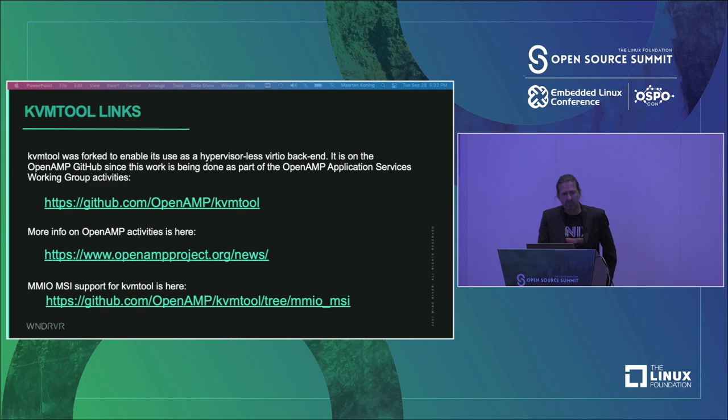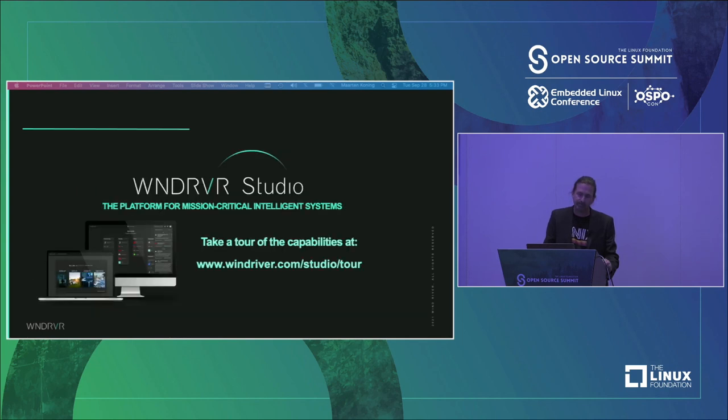This work was done as part of the Linaro OpenAMP Application Services Working Group, and the KVM tool changes can be found at this GitHub URL. There's more information under the OpenAMP project in the news. And if people are interested in the MMIO MSI support for KVM tool to accelerate that transport, you can find that at this URL here.